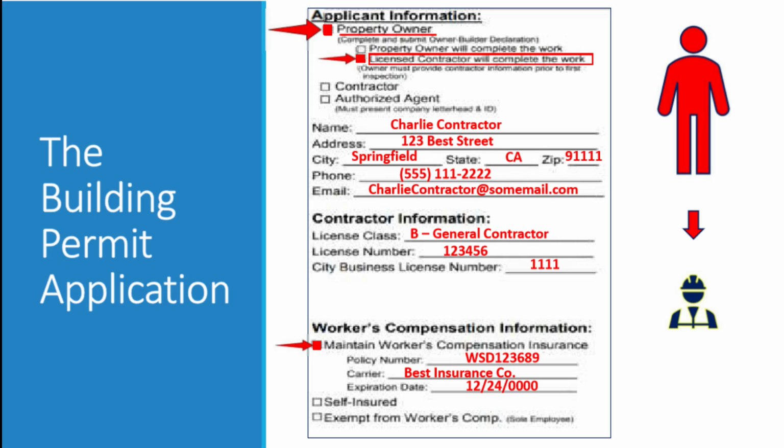Property owners subcontracting the work to licensed contractors will have to indicate that licensed contractors will complete the work. Additionally, workers' compensation information must be notated. Your contractors should provide you with that information. Or, if your contractor or contractors are self-insured, this item is checked off. Or, if the contractor is exempt from workers' comp requirements, then they would have to certify that they are indeed exempt.